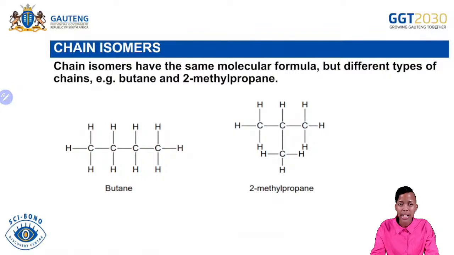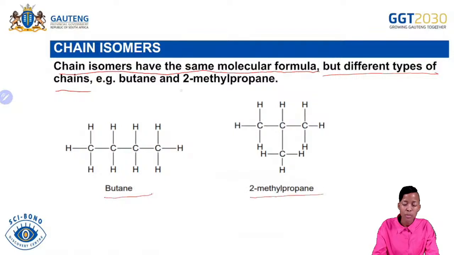Then we have chain isomers. Chain isomers have the same molecular formula, but different types of what? Different types of chains. As an example, we have butane, and then we also have 2-methylpropane. So every time you have isomers, you need to check according to the definition. What does the definition say? It says that for chain isomers, they have the same molecular formula. So if it's the same molecular formula, you can check that yourself.